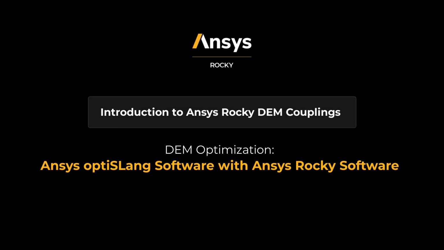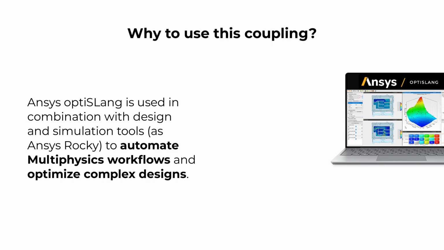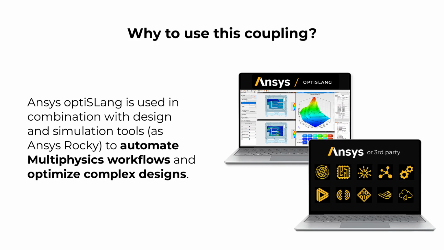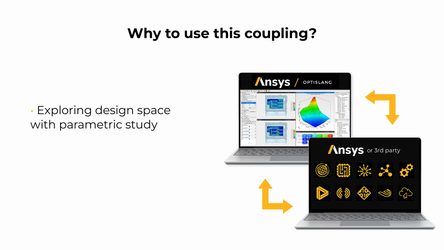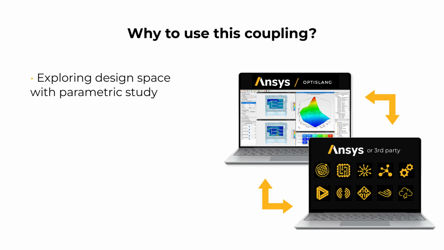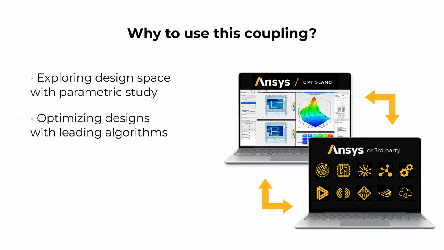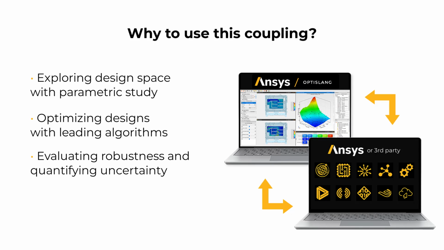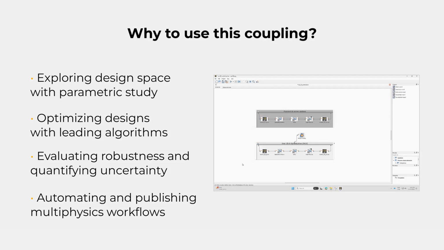In this video, we will introduce you to the coupling of Ansys Rocky with Ansys optiSLang. Ansys optiSLang is used in combination with design and simulation tools to automate multiphysics workflows and optimize complex designs. It does that by exploring design spaces with parametric study, optimizing designs with leading algorithms, evaluating robustness and quantifying uncertainty, and by automating and publishing multiphysics workflows.